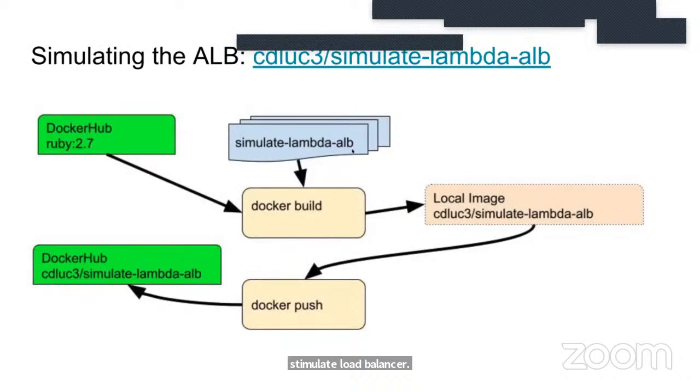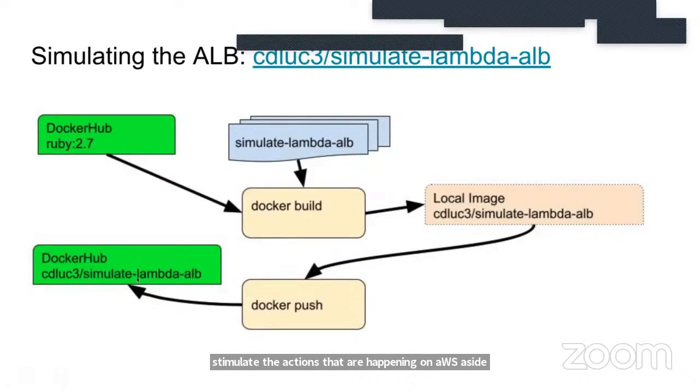So to build this simulate ALB or load balancer application, we took a base Ruby image and we bundle in a little bit of Sinatra code in order to simulate the actions that are happening on the AWS side within their load balancer.